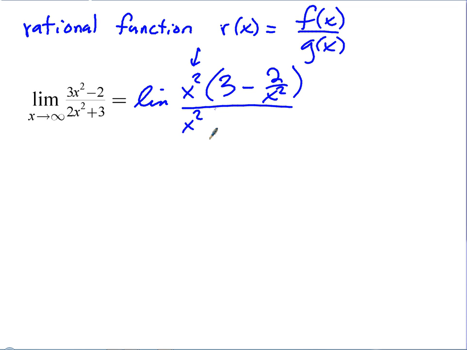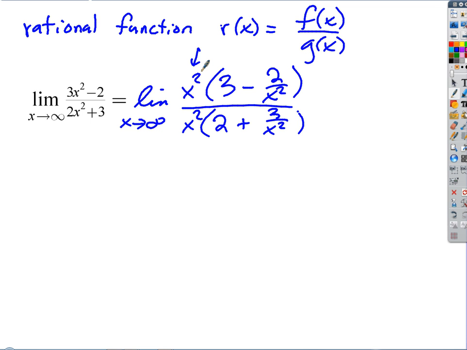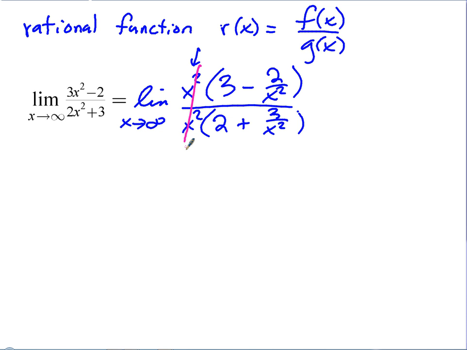In the denominator, if I pull out an x squared, I get something very similar. I'm going to get 2 plus 3 over x squared. In the limit, as x goes to infinity, first of all, the x squareds cancel, top and bottom. And then the limit of any term that's got an x squared in the denominator is going to do what? For example, this guy and this guy, what's going to happen to them as x explodes? What do we say happens to a fraction as the bottom gets huge?